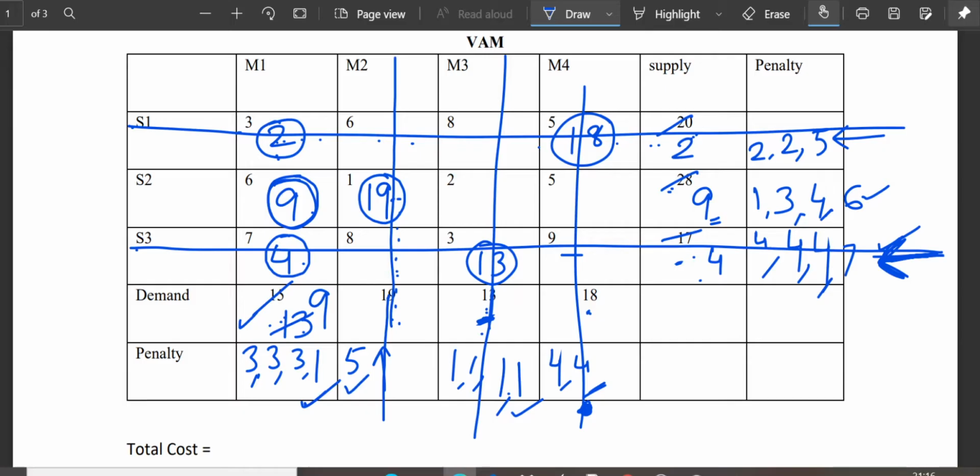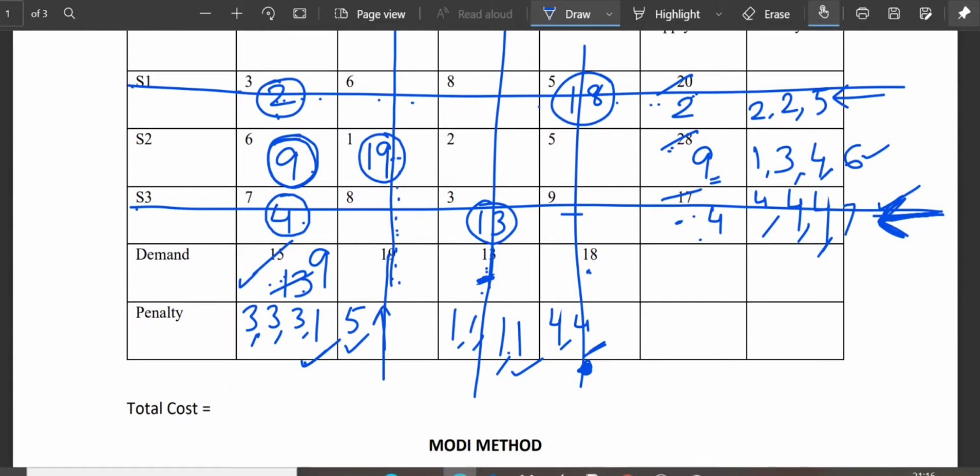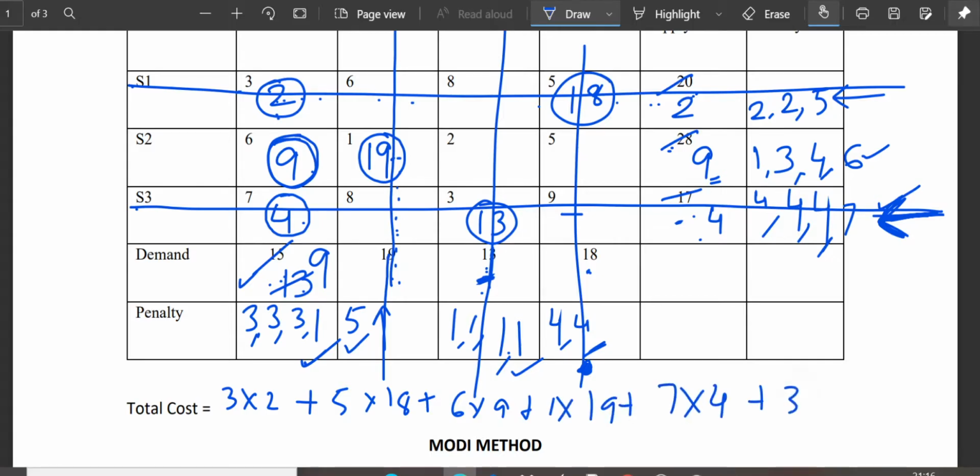So this is the solution given to me by VAM. Just find out the cost here. So 3 into 2 plus 5 into 18 plus 6 into 9, 1 into 19, 7 into 4, 3 into 13. I suggest all of you to pause the video and do each entry with me so that you will have an idea which entry is to be done when, right? The only way to practice it is to do it with the teacher, right? So this is my cost here.